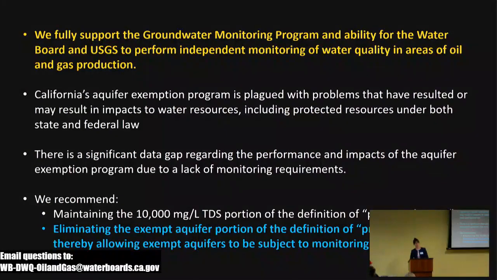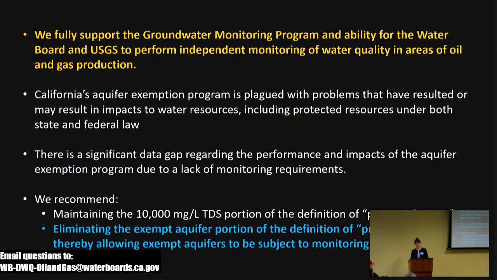But in terms of the definition specifically of protected water, I want to focus on the aquifer exemption piece. California's aquifer exemption program has been plagued with problems that have resulted or may result in impacts to water resources, including protected resources under both state and federal law. There's a significant data gap regarding the performance of and impacts to groundwater from the aquifer exemption program due to lack of monitoring.